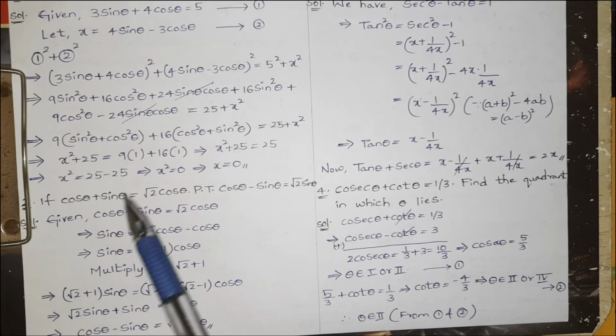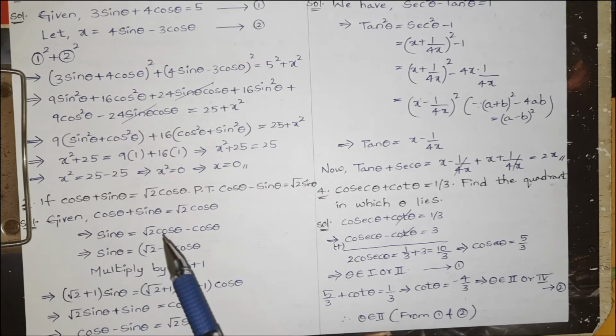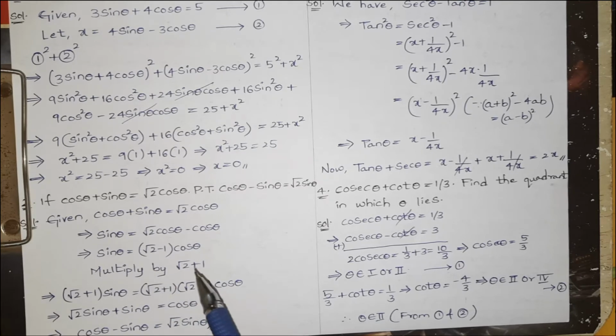Take this cos theta onto the right hand side, so we'll get sin theta is equal to root 2 cos theta minus cos theta, and in both of these we have cos theta as common, so we take cos theta common and get root 2 minus 1. Since it is irrational, let us rationalize it by multiplying with root 2 plus 1.